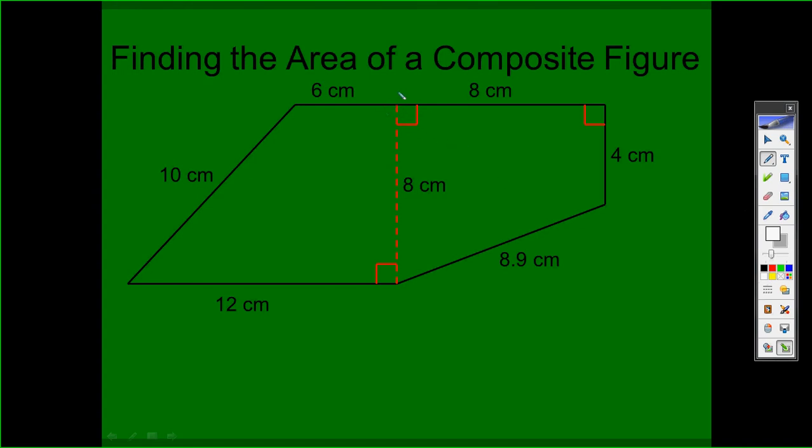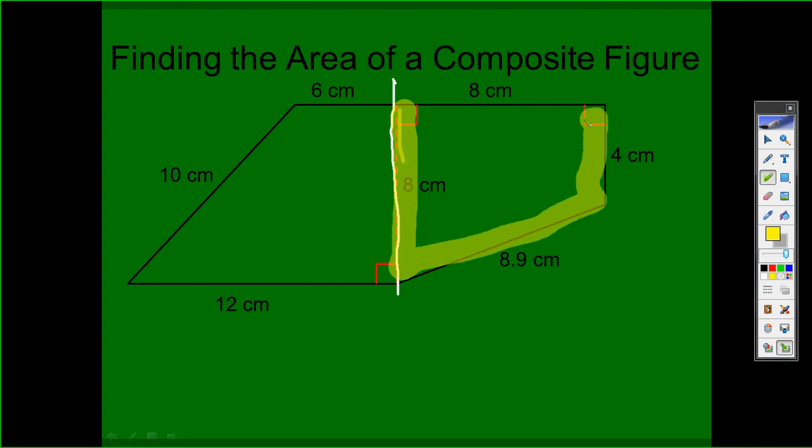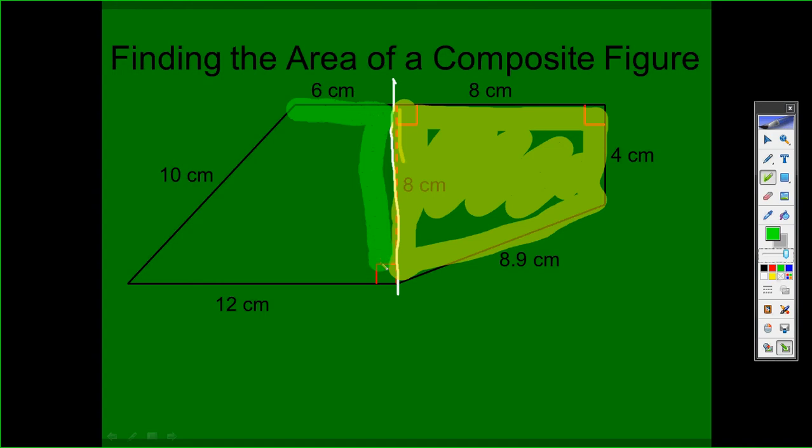So if I look at this pentagon, if I split this on the height right here, I actually have on this side, let me make my highlighter bigger. Over here, my yellow figure becomes a trapezoid. And my light green figure is also a trapezoid. So I've got two different trapezoids that I can add together and find the area of my pentagon.